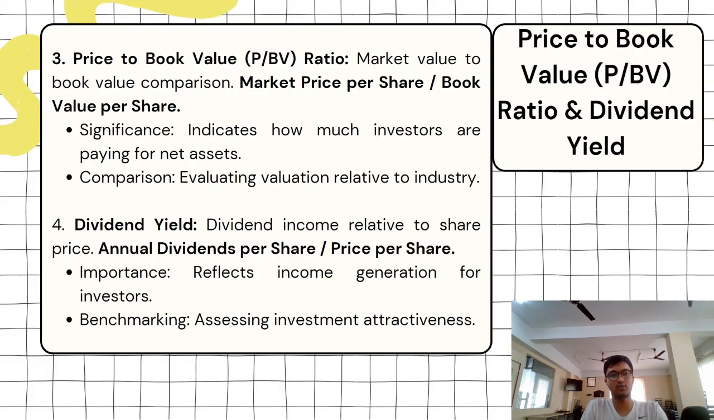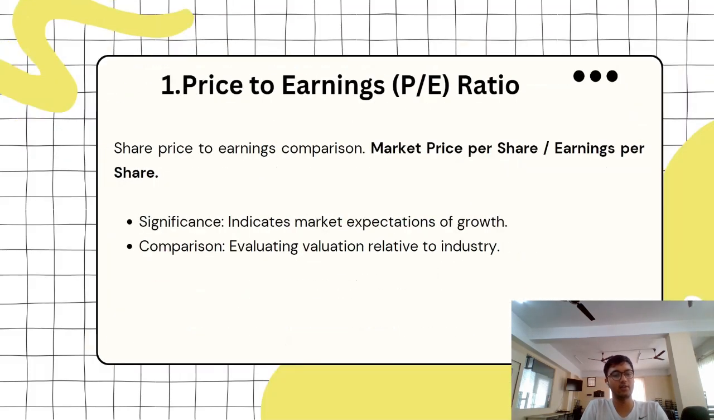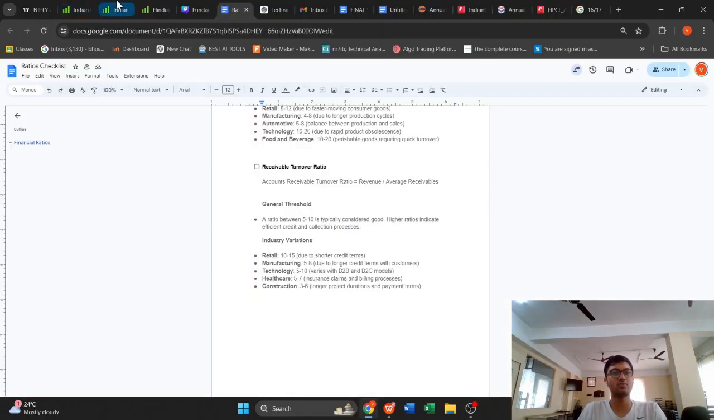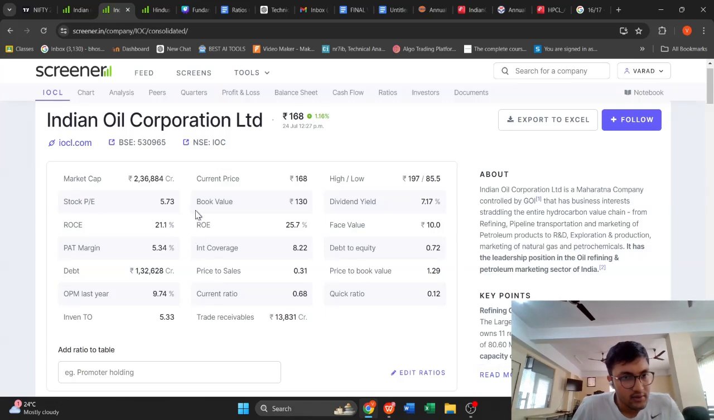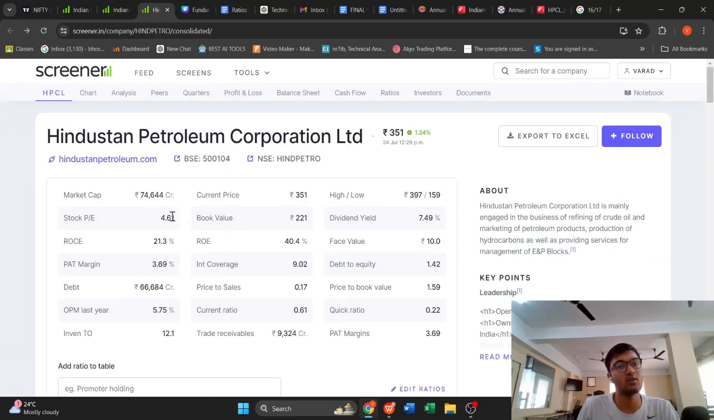So let's look at all these things for IOCL and BPCL. What is the price to earning ratio? The stock PE is around 5. The lower it is, the better it is, to be honest. The higher it is, the less the price of the stock is justifying the earnings. And in case of HPCL, this is actually more. So undervalued.